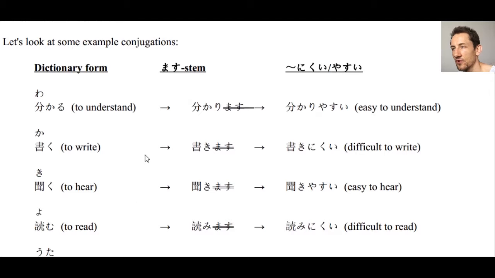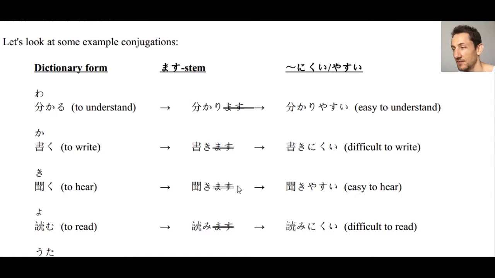So here we have the dictionary form of the verb on the left. For example, wakaru. And of course, the mas form is wakarimasu. We drop mas, and we can append yasui and get wakariyasui. So that means easy to understand. We could also say wakarinikui, which would be difficult to understand. Next we have kaku, kakimasu, kakinikui, difficult to write.